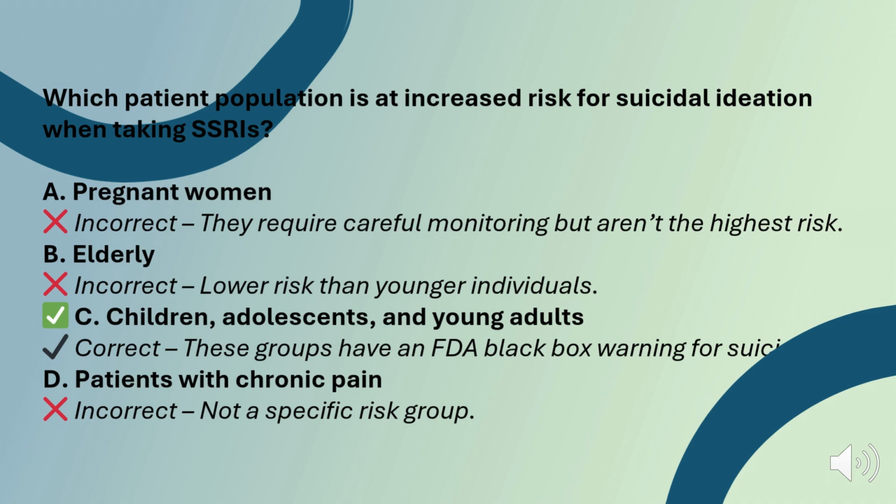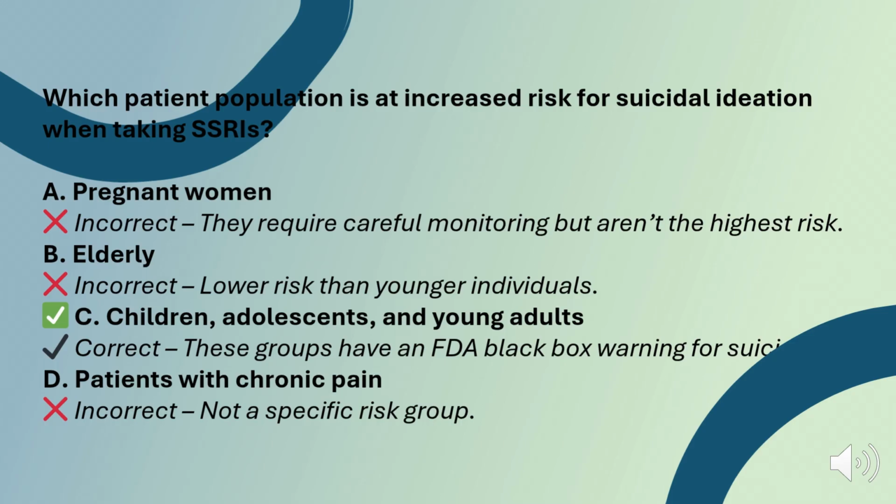And so that is incorrect. That should have been one of the ones that you immediately rule out, which would have been D in this case. We'll talk more about pregnancy and what medications are safe and not safe. We'll also talk more about children, adolescents, and young adults and what medications are safe for them.